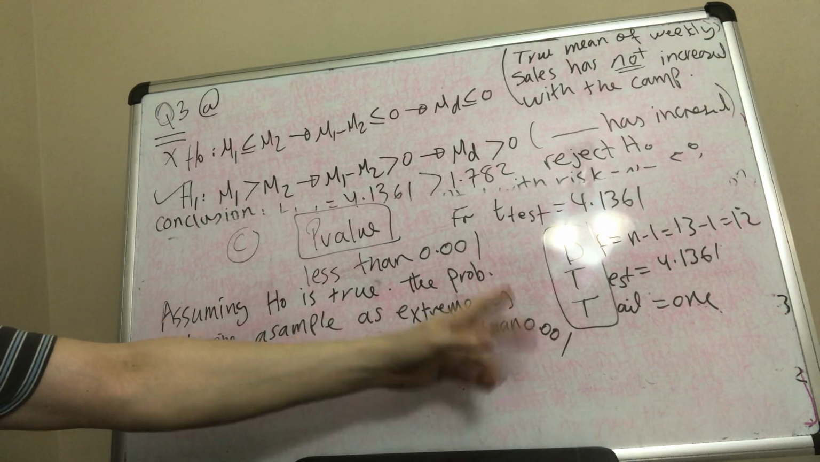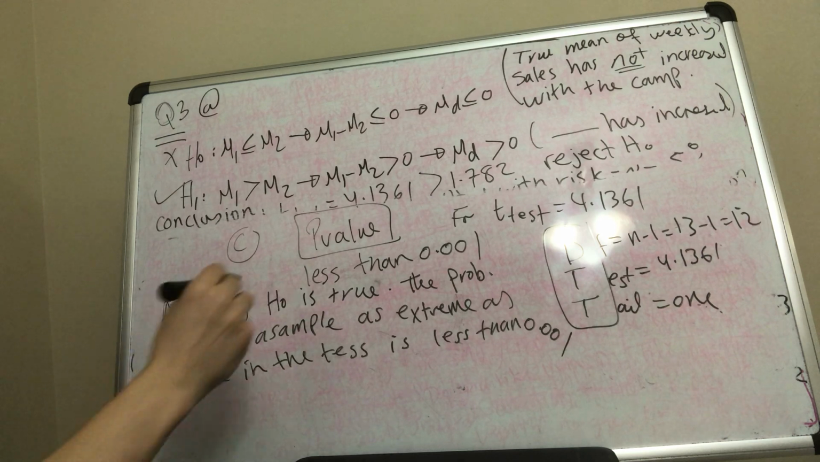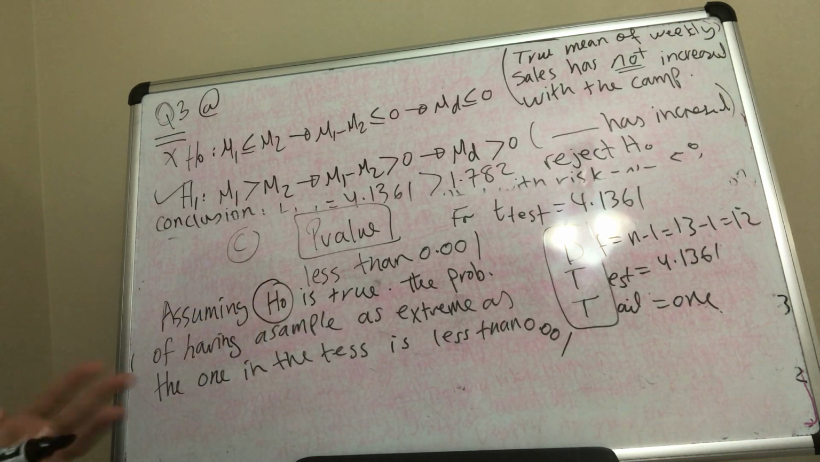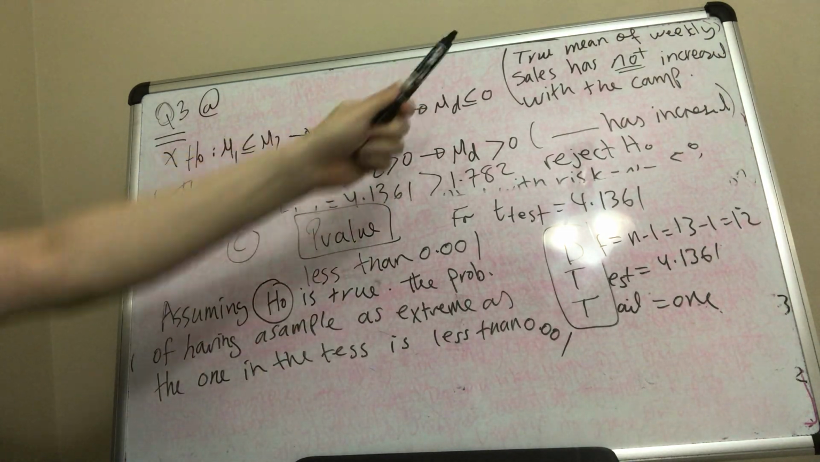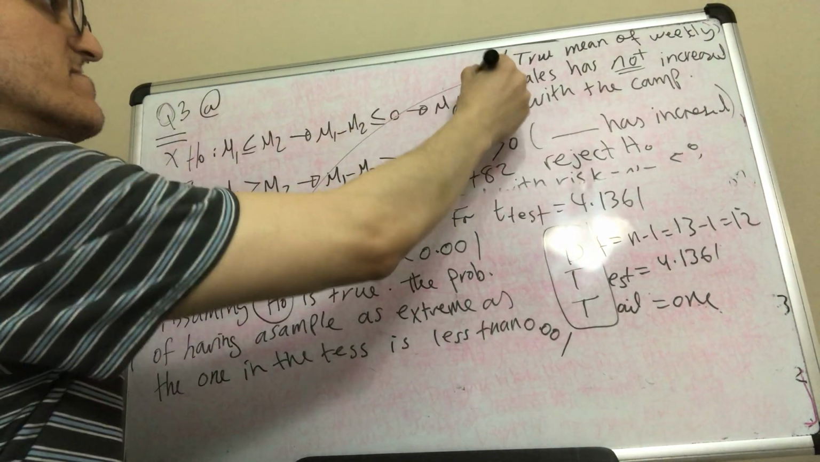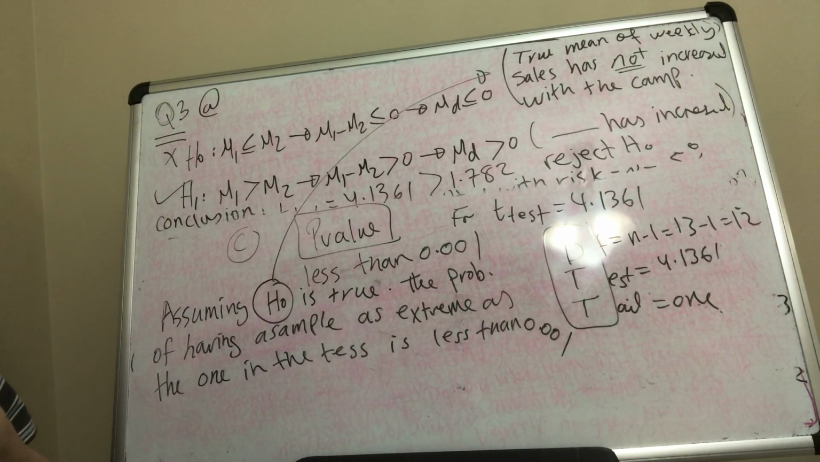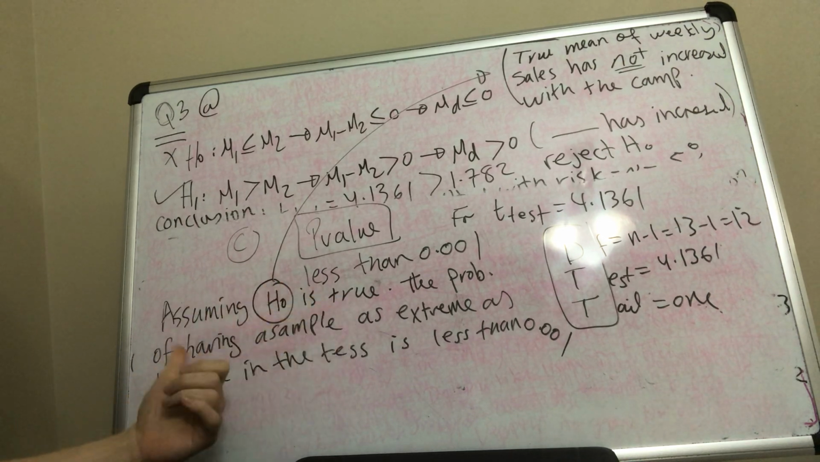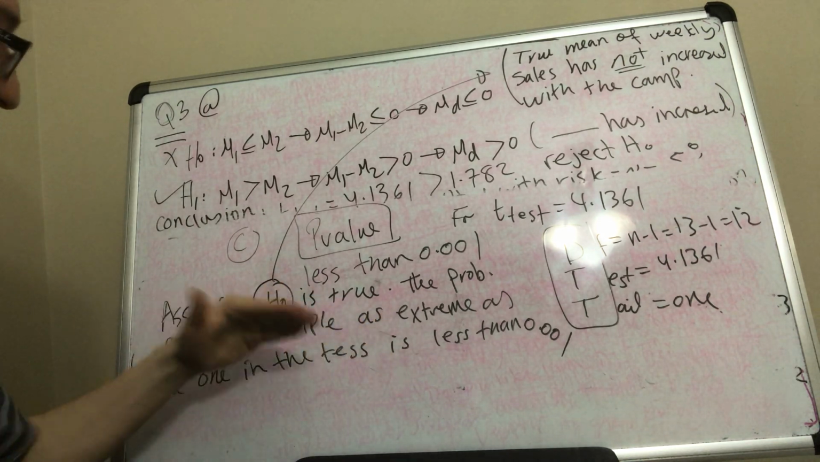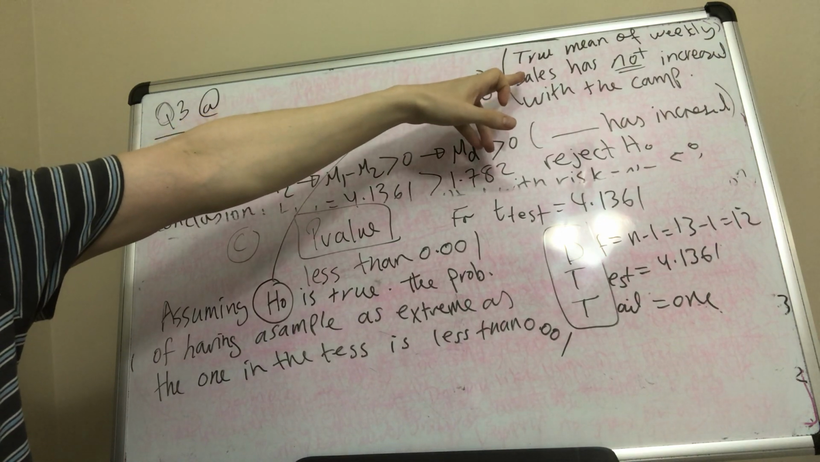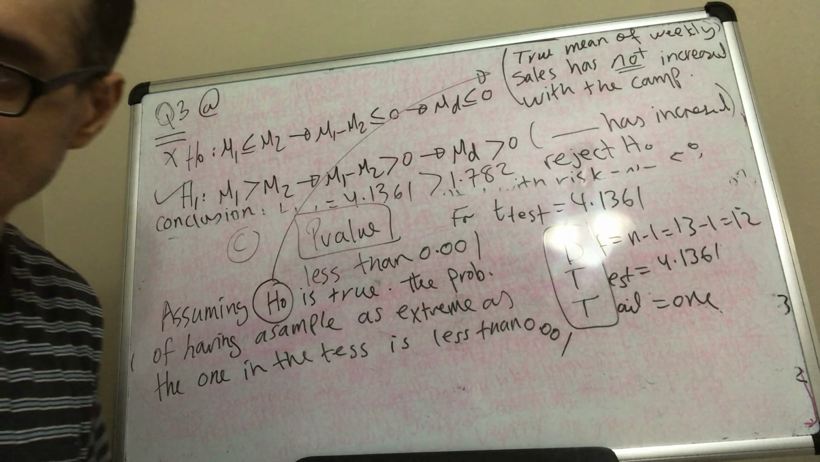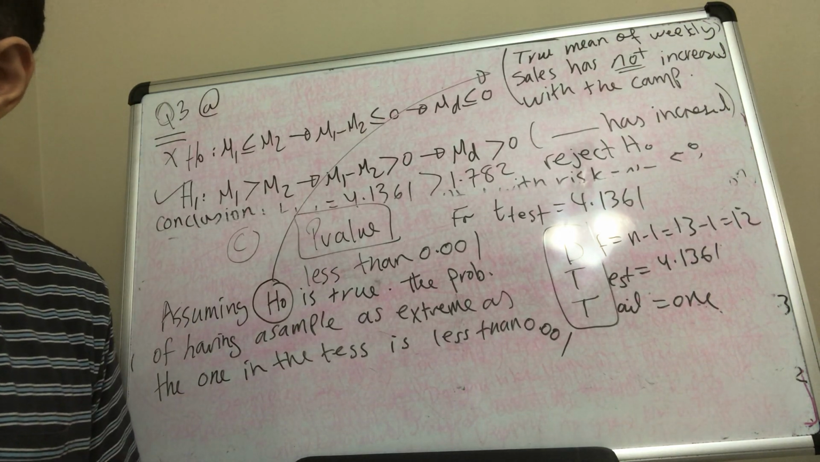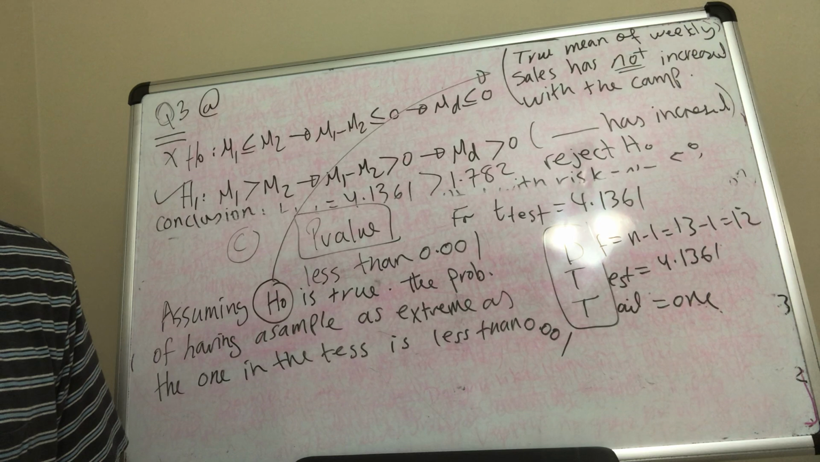Your only thing that changes is whatever your p-value is. And H0, you don't say H0, you say what H0 is. You say, assuming that the true mean of weekly sales has not increased with the campaign is true, the probability of whatever. So you basically say what H0 is in words, and everything is the same except you change the last thing. This is it for question 3.